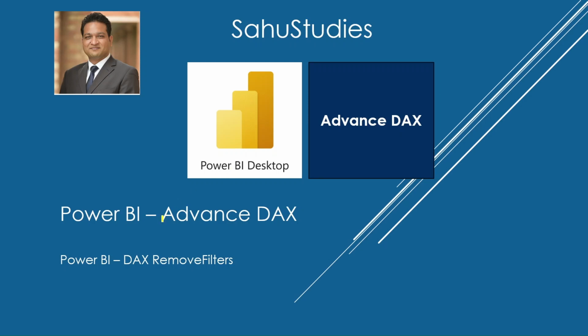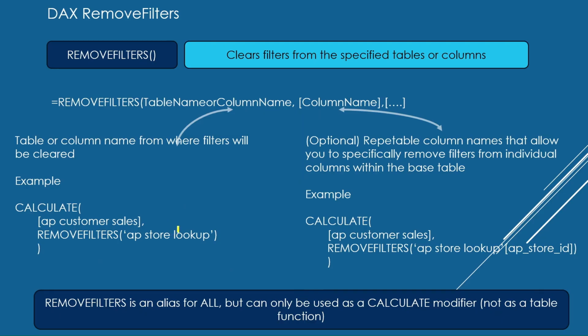In this video, we are going to discuss the REMOVEFILTERS function in Power BI. So what is REMOVEFILTERS? REMOVEFILTERS clears filters from the specified table or columns. What does it mean? It means that with the help of REMOVEFILTERS, we can remove the filter context.